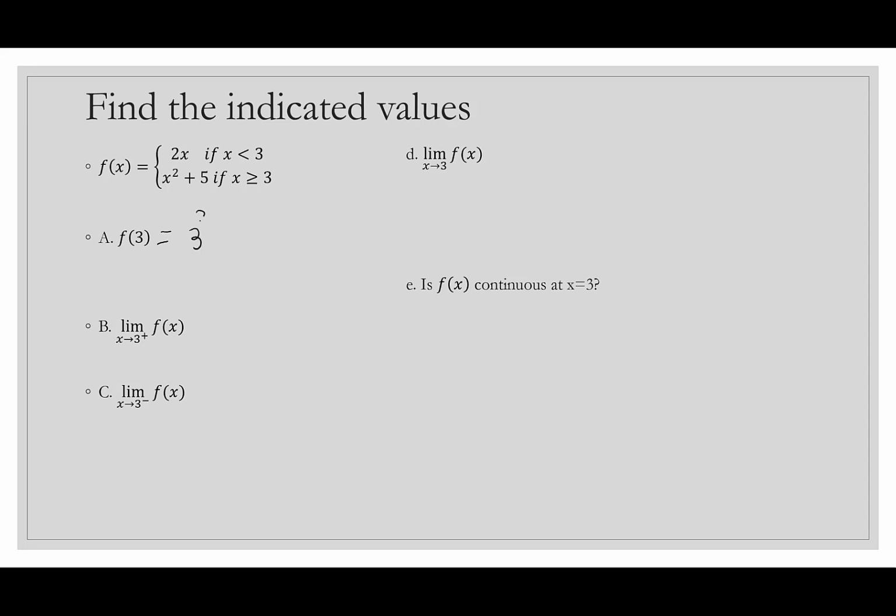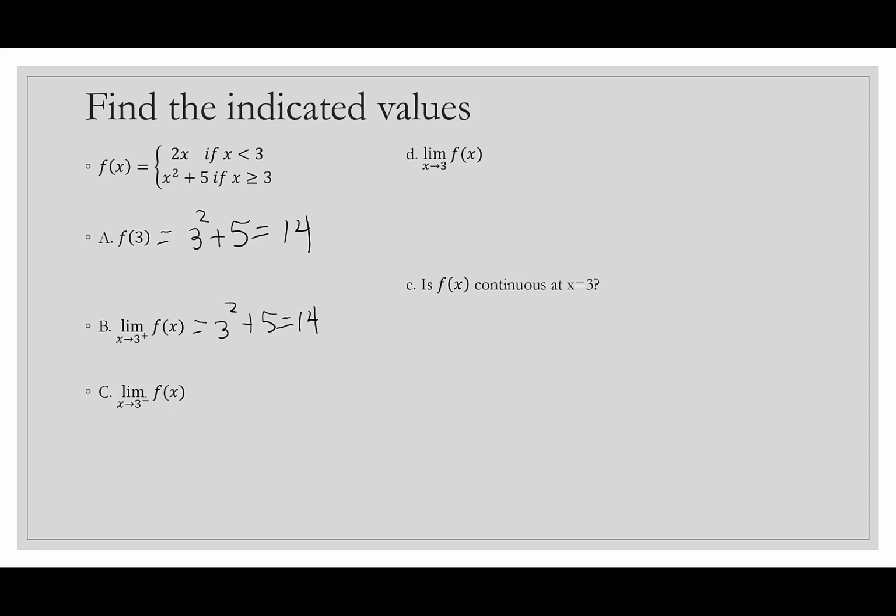It's 3 squared plus 5. 9 plus 5 is 14. Now we need to look at the limit. To look at the limit, I need to look at the left and the right side because 3 is where the function changes. 3 from the positive side is again in the second line, so I still have 3 squared plus 5, which is still 14.